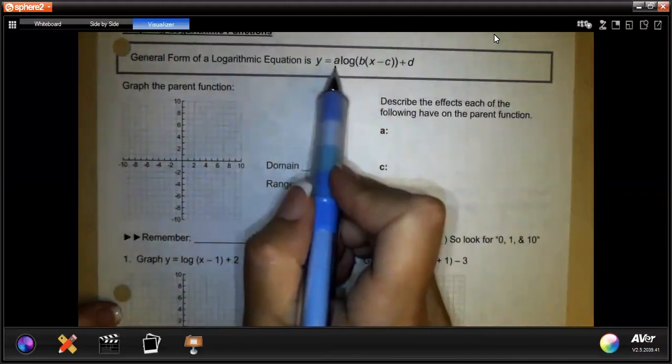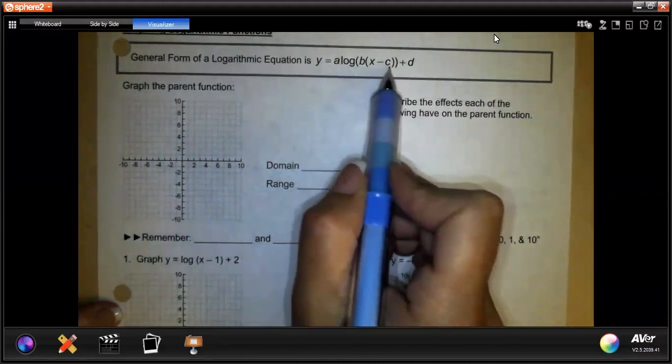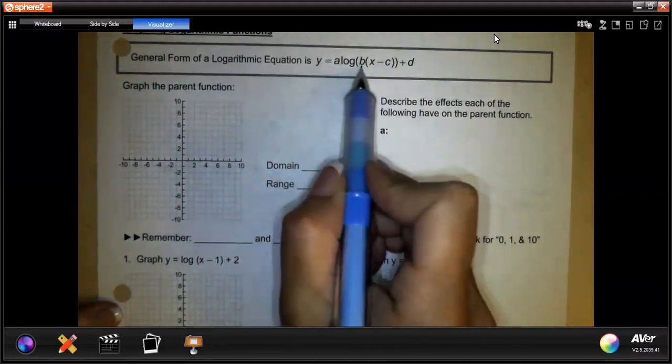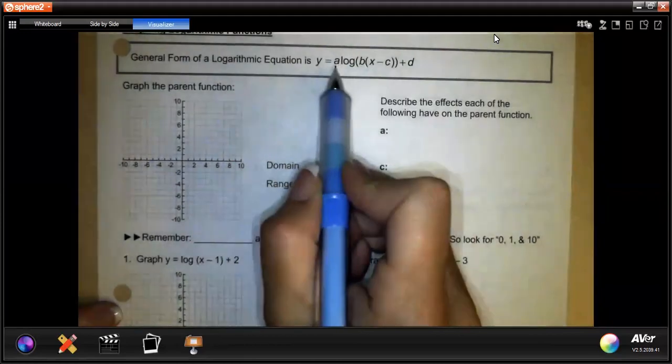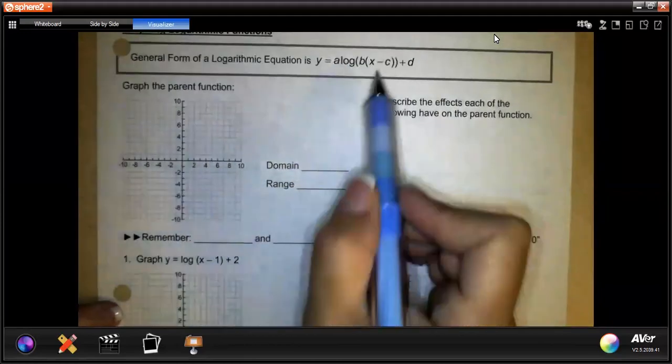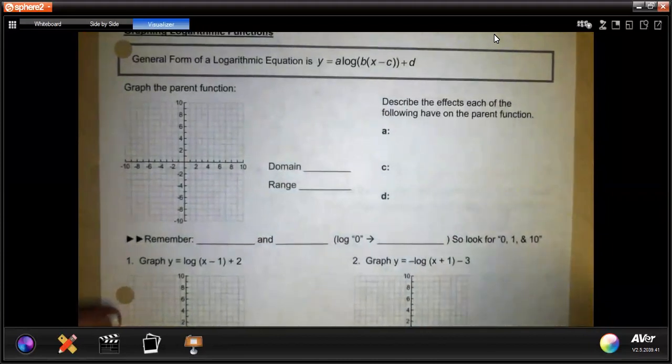The a is on the outside. It's being multiplied on the outside. So all of this is one term. That log of b times (x minus c) is all one term, and it's being multiplied times the a, so that's still part of that one term. And then we're adding that d at the end, so that's separate from that one term.